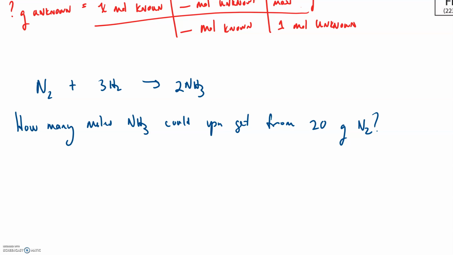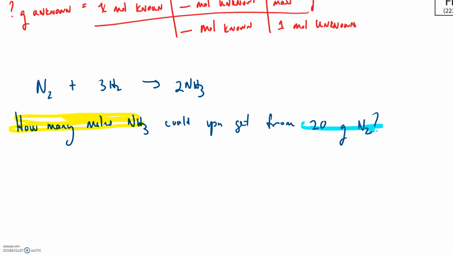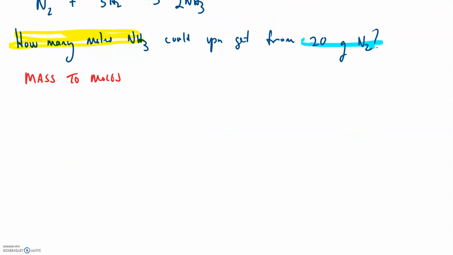Notice if we're looking at this that our unknown is here, and it is moles, and that our known is here, and that it is grams. So this is what's called a mass to moles problem. How are we going to set this up? Let's come up with a blank version.